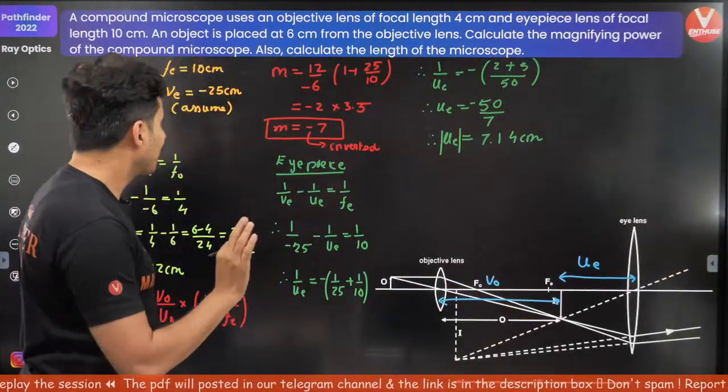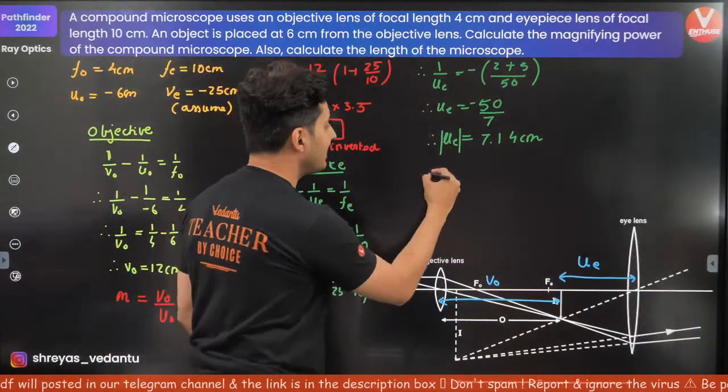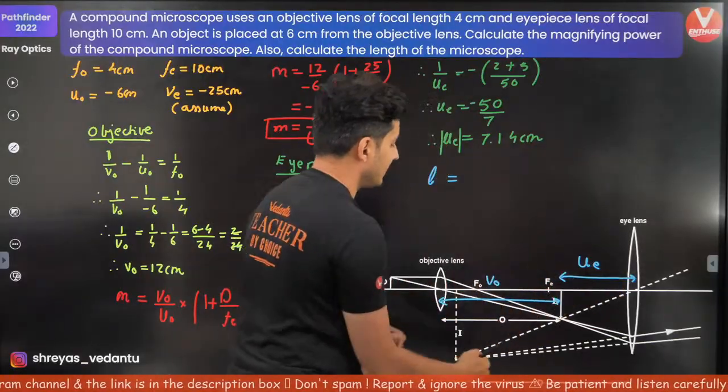Perfect. Now, what you need to do is find the length of the microscope. So what will be the length of the microscope? The length of the microscope will be this plus this.